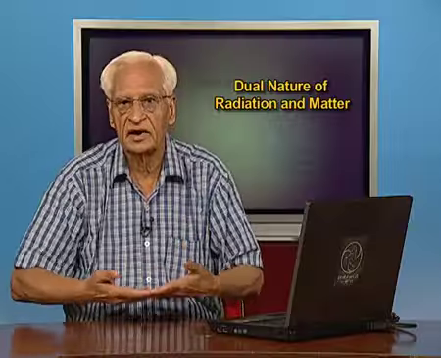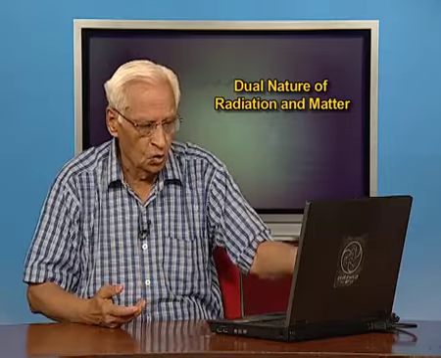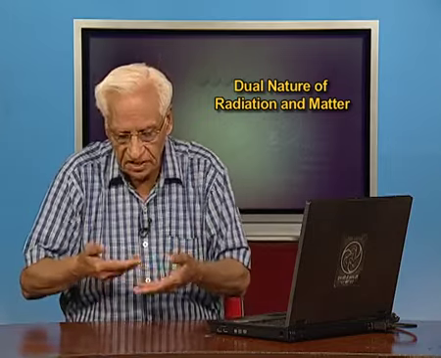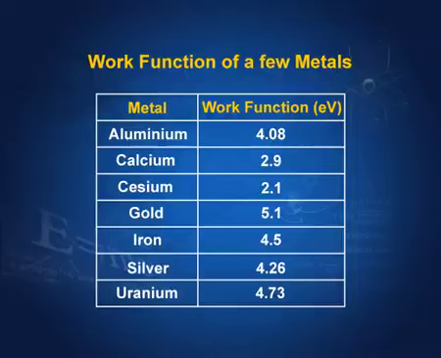The energy required for the electrons in gold to come from within a piece of gold to the surface of that piece is 5.1 electron volts, and this is known as the work function of gold, and it is denoted by the Greek letter phi.